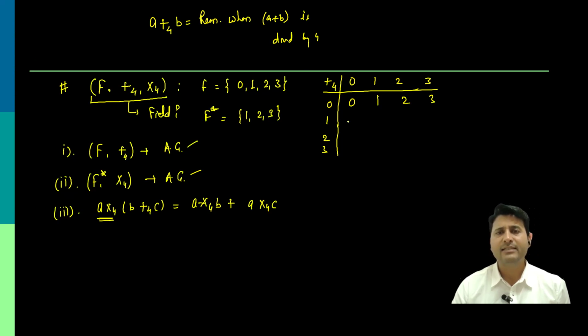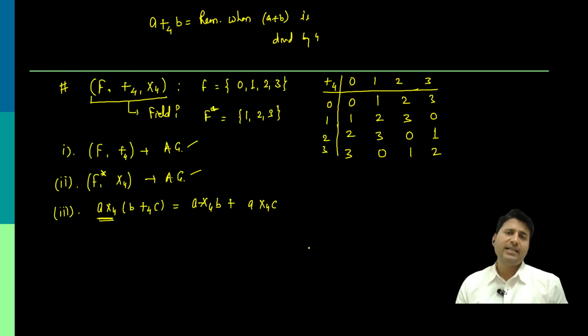So 0 is added, then 1, 2, 3. 3 plus 1 is 4, and 4 divided by 4, the remainder is 0. Then 2 plus 1 is 3, 2 plus 2 is 4, 2 plus 3 is 5, and 5 divided by 4, the remainder is 1. So 3: 3 plus 1 is 4, 3 plus 2 is 5 and 3 plus 3 is 6.